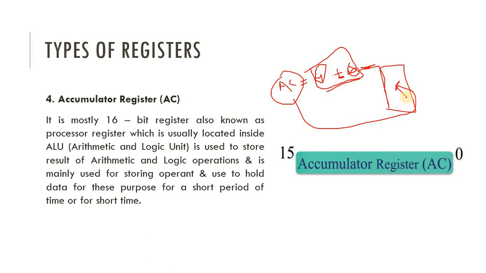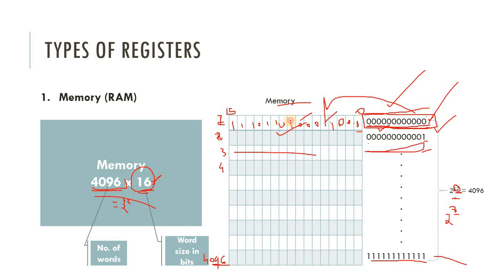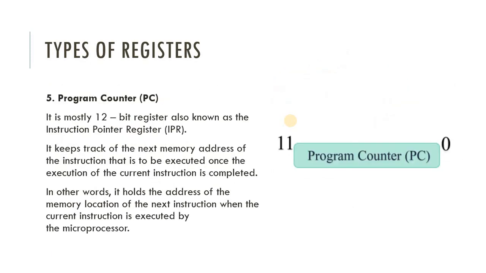Mostly when we want to perform an arithmetic or logic operation, meaning I want to perform some micro-operations, at that time we use the accumulator as an intermediate location, and the size of the accumulator is 16-bit. How? Because we are storing the data that is stored in the data register, and the size of the data is 16-bit. That's why the size of the accumulator is also 16-bit.